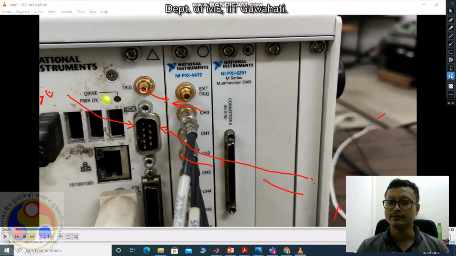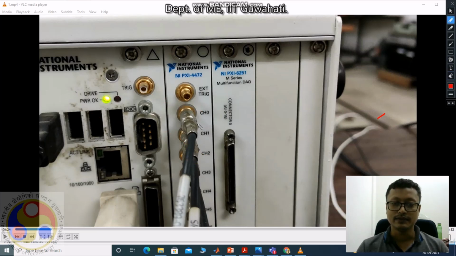One more thing I want to tell you: this is the data acquisition system. This is channel 0, this is channel 1. These are the wires where our accelerometer sensors are connected: the first one is connected to channel 0, CH0, and the second one is connected to CH1. These two wires are where our accelerometer sensors are connected, and the signal will be processed through this data acquisition system. You will get the signal in the PC.